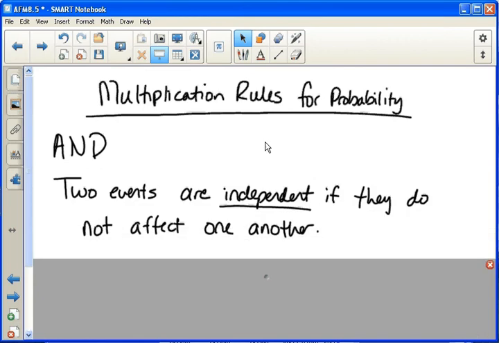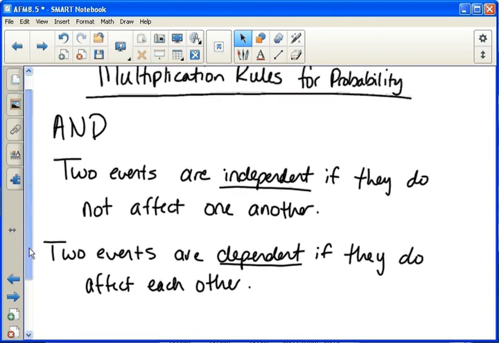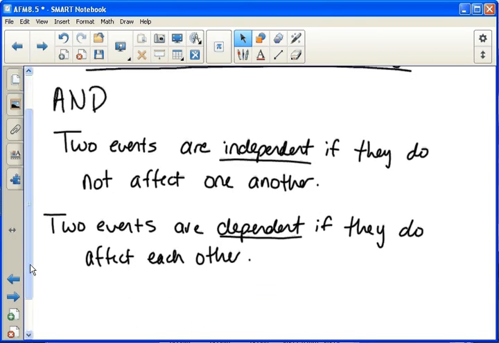The first concept we need to think about is independent. Two events are independent if they do not affect one another. Now the opposite of that would be dependent. Two events are dependent if they do affect each other. So these are the concepts we need to consider because this will affect how we approach the problem, whether the two events are independent or dependent.